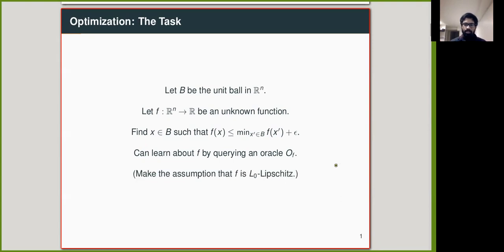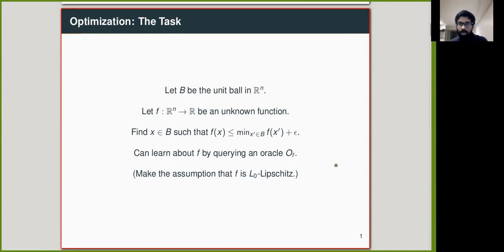But if we make the additional assumption that f is continuous, and furthermore that the maximum derivative in any direction, the maximum slope, is L0, then we actually do have an algorithm to solve this. We can just take a fine enough epsilon net, and one of those points is guaranteed to be close to the minimum.